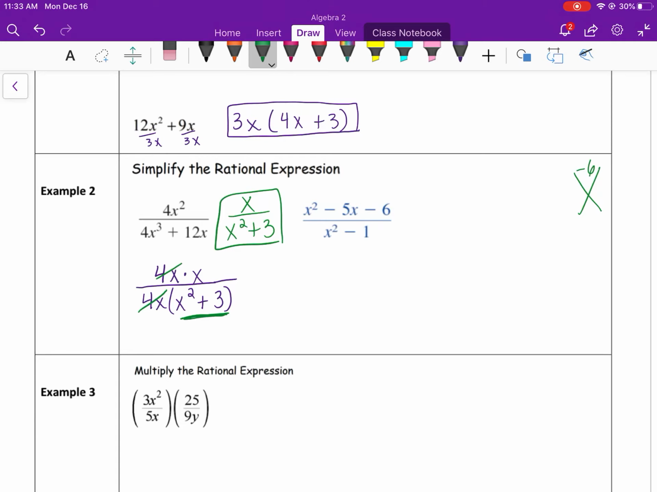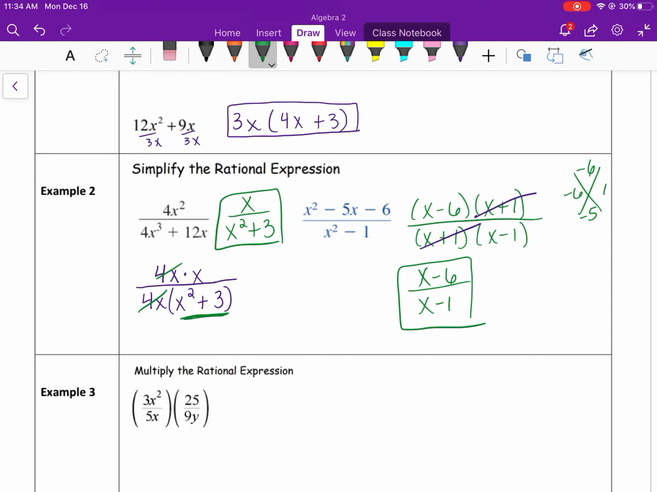Here, what multiplies to negative 6 but adds up to negative 5? Be negative 6 and positive 1. So this top trinomial factors to x minus 6 and x plus 1. And then the bottom is difference of perfect squares, x squared minus 1. So that's x plus 1 and x minus 1. Then we have two factors, x plus 1 divided by x plus 1 is 1. So that can be simplified. So we're left with x minus 6 over x minus 1.